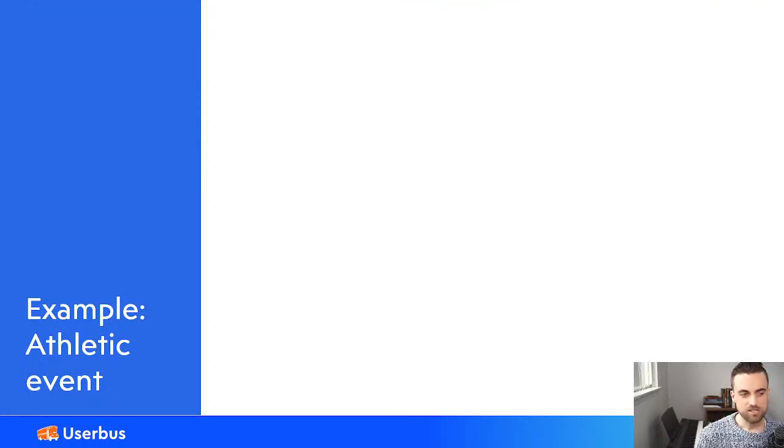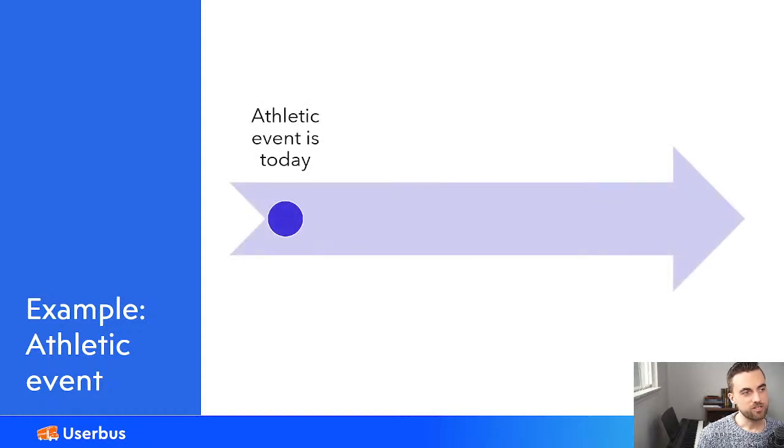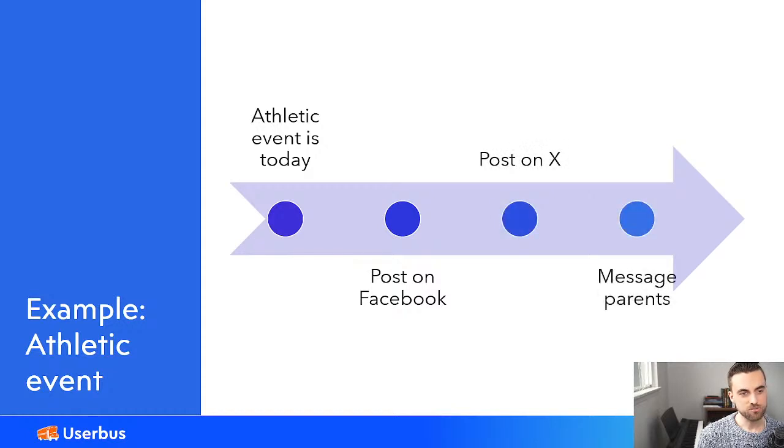Here's another example, athletic event. That was one I mentioned earlier. So let's say an athletic event is today, and as a trigger to that, you want to post on Facebook or X or message parents. And you can take those actions after that trigger.